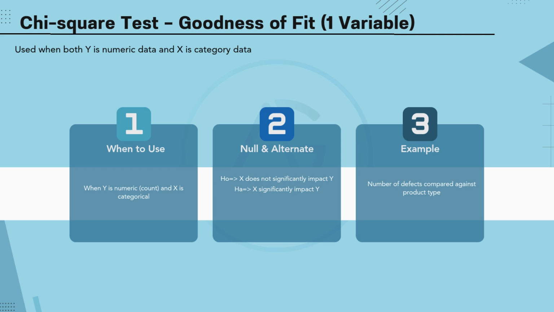Y outcome. Example: let's say you're a quality manager tracking number of defects across different product types, A, B, and C. You want to know if the defects are uniformly distributed, or if a particular product is significantly worse. That's where the chi-square goodness of fit test helps you decide if the variation is random or meaningful. In summary, this test helps you validate if your data fits what you expect, and if it doesn't, it tells you which category might be the outlier.